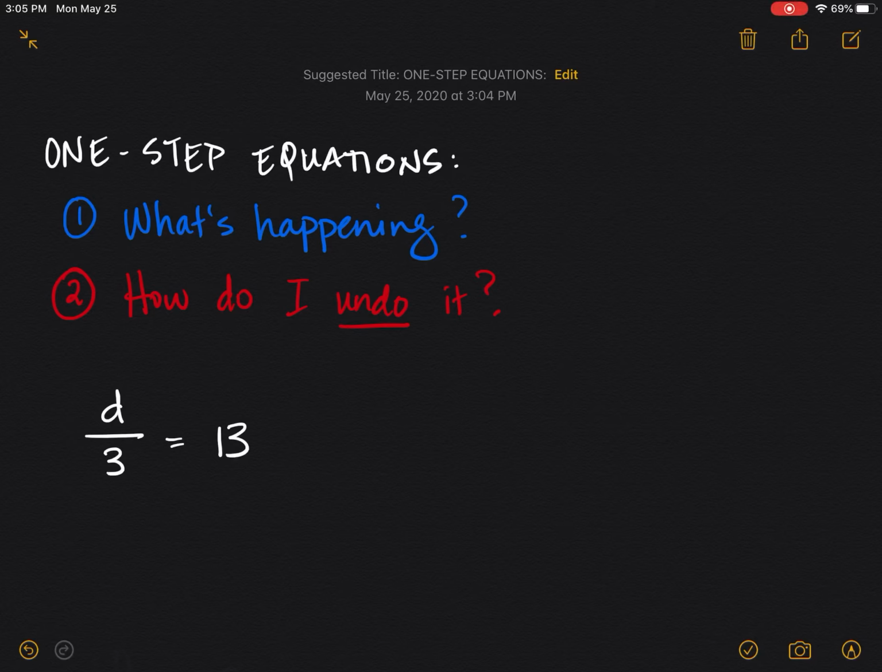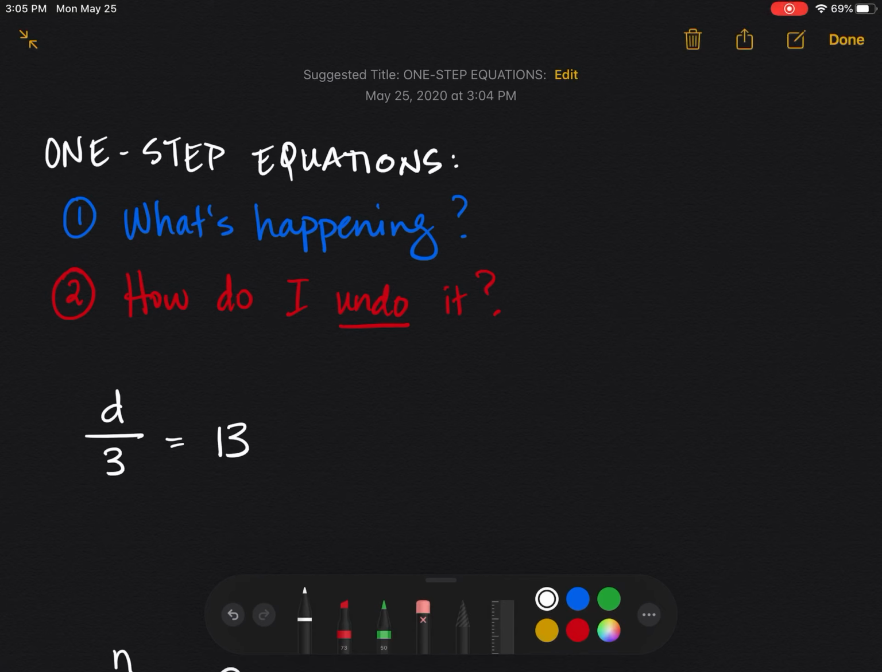Okay, gang, last step with one-step equations. We have done addition, we have done subtraction, we have done multiplication, and today we are going to do division. We are going to ask ourselves, what is happening? And the answer is going to be division today. And so how do we undo division? We do the opposite, right?